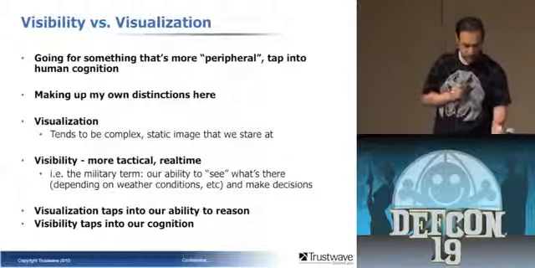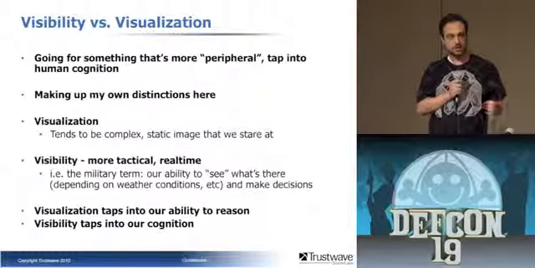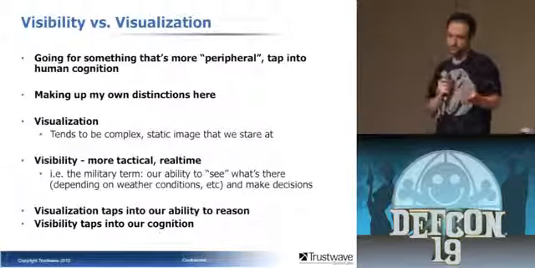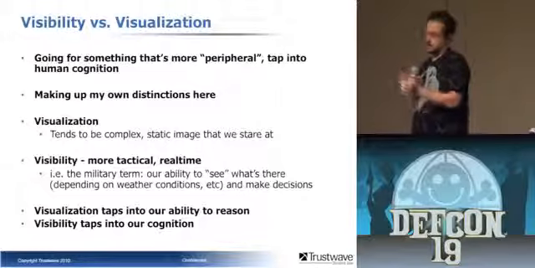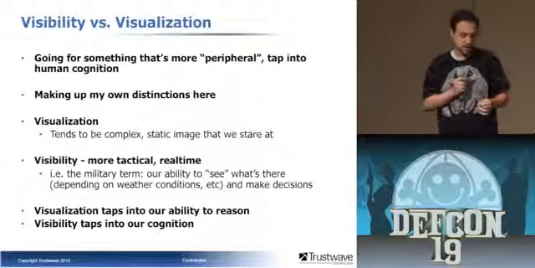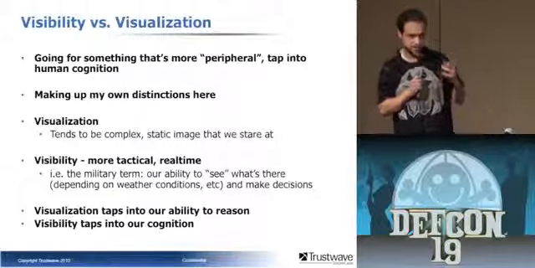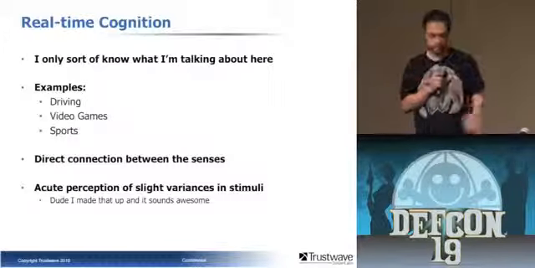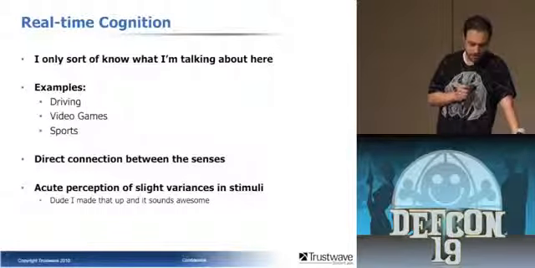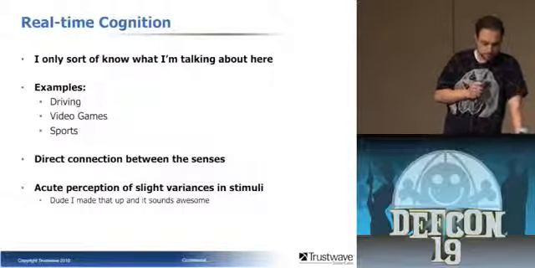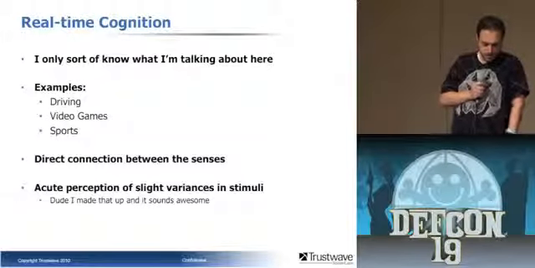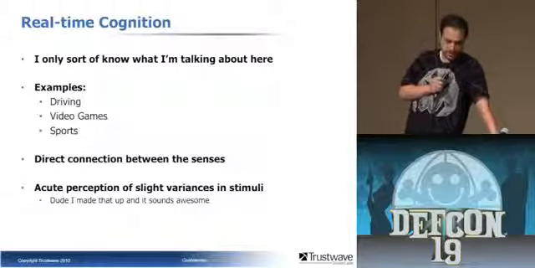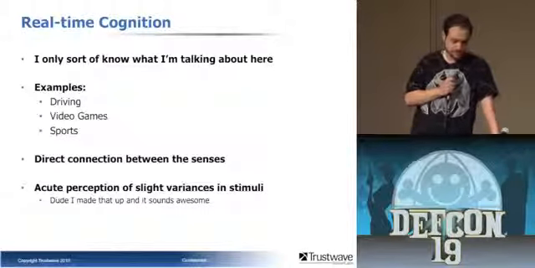So visualization taps into our ability to reason, to figure things out. It answers questions. Visibility is more like it taps into our cognition, and maybe it causes us to ask questions. I only sort of know what I'm talking about with real-time cognition, but examples are driving, video games, and things like sports. And I just kind of realized that's probably a really bad thing to bring up at DEF CON.